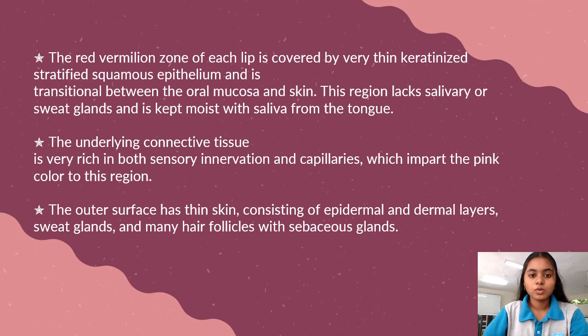The red vermilion zone of each lip is covered by very thin keratinized stratified squamous epithelium and is a transition between the oral mucosa and skin. This region lacks salivary or sweat glands and is kept moist with saliva from the tongue. The underlying connective tissue is very rich in both sensory innervation and capillaries, which impart the pink color to these regions. The outer surface has thin skin consisting of epidermal and dermal layers, sweat glands, and many hair follicles with sebaceous glands.